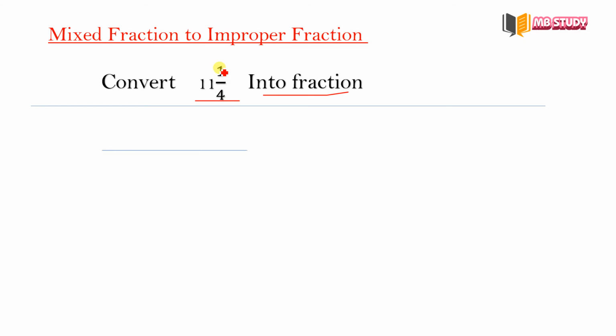Look here. The denominator is 4, and we take the denominator 4 as it is. In every mixed fraction, the denominator stays the same. Then we multiply these two: 11 into 4, or 4 into 11, plus 1. 4 into 11 is 44, plus 1 is 45. So 45/4 is our required fraction. The given 11 1/4 is a mixed fraction, and we have converted it to the fraction 45/4.